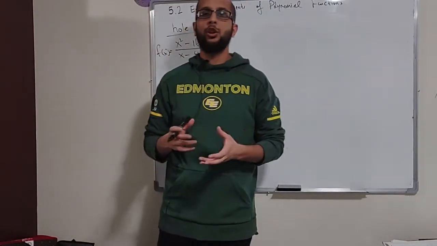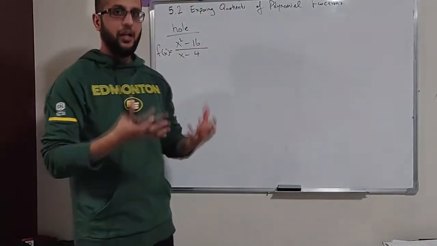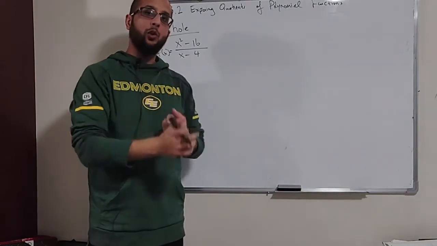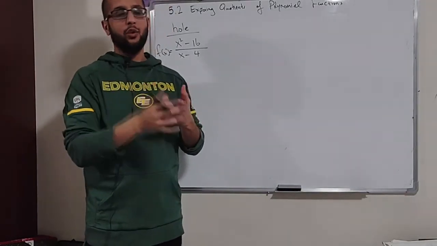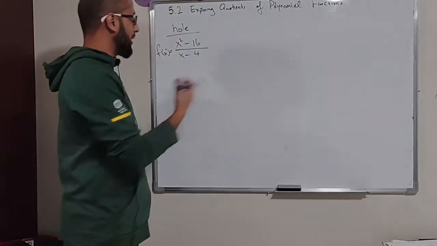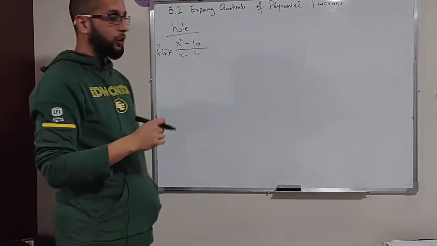So for 5.2, we're looking at what happens when you divide polynomial functions. For today's section, we're going to look at 4 different things. We're going to look at holes, vertical asymptotes, horizontal asymptotes, and oblique asymptotes. So different kinds of asymptotes we can get, and basically what happens when you divide polynomial functions.